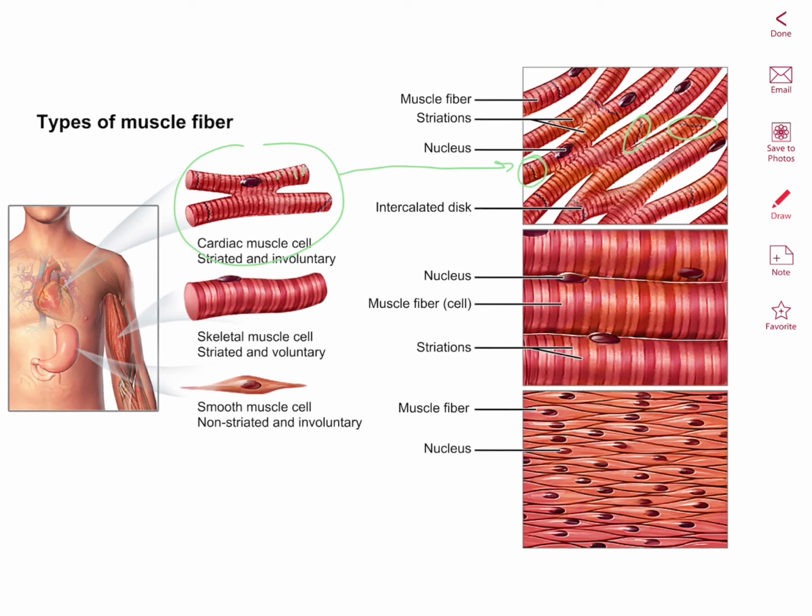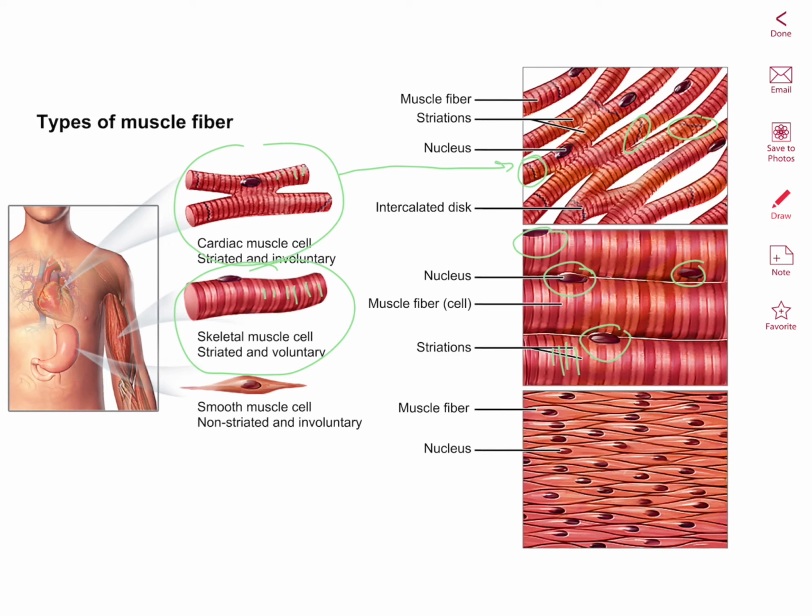The second type of muscle you see here is the skeletal muscle cell. This muscle is striated and voluntary. Voluntary meaning that you can control it when you think of moving, and striated because you can see how organized this muscle is. You see the striations, you see the branches in this case, and you can see how multinucleated it is. So you see many nuclei in these fibers, and you see the striations.